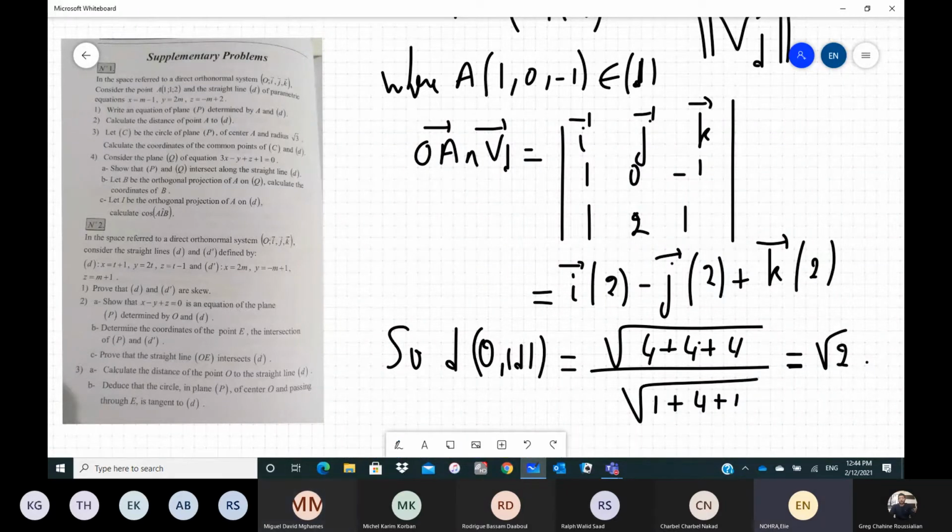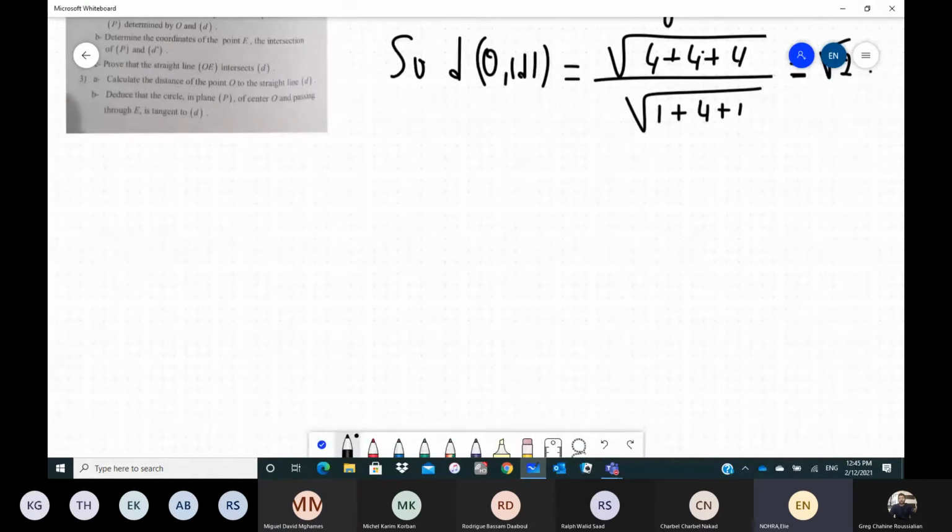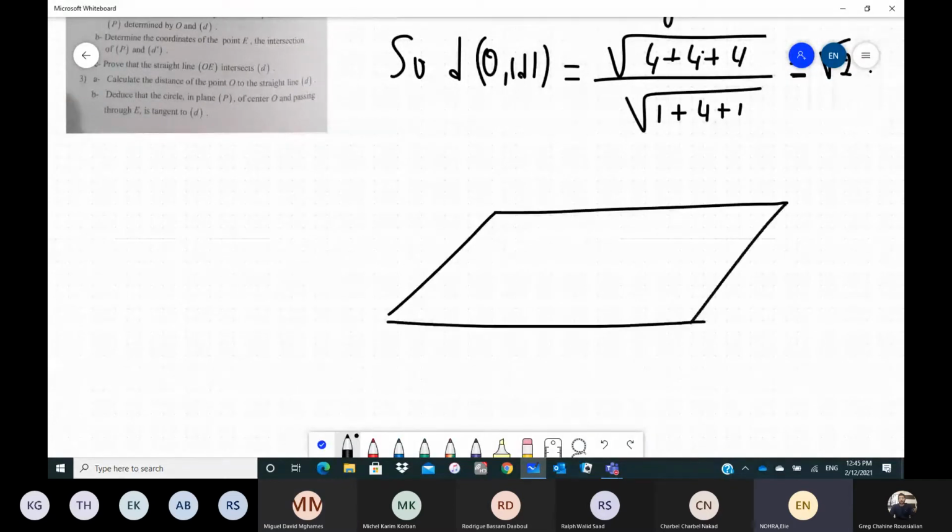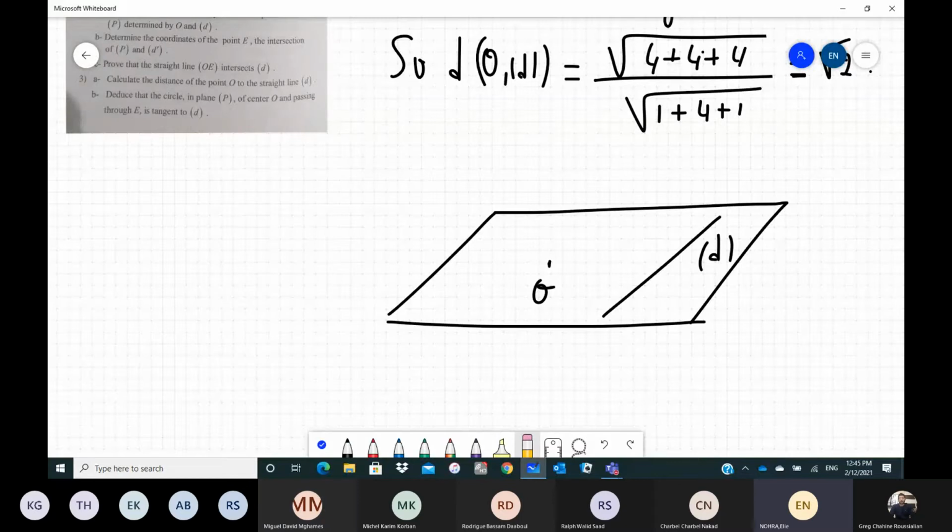Part B: deduce that the circle inside the plane P is tangent. Let's redraw the situation inside the plane P. As you remember, you have the point O and the line D. You also have E, the intersection of the line D prime and the circle of center O passing through E. Passing through E means the radius is OE, right?